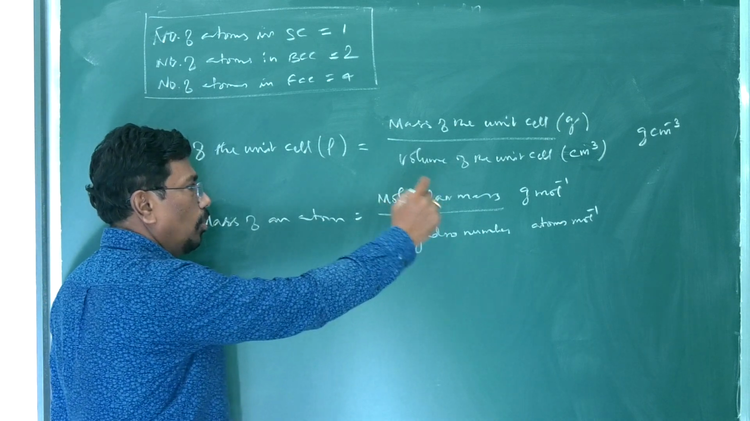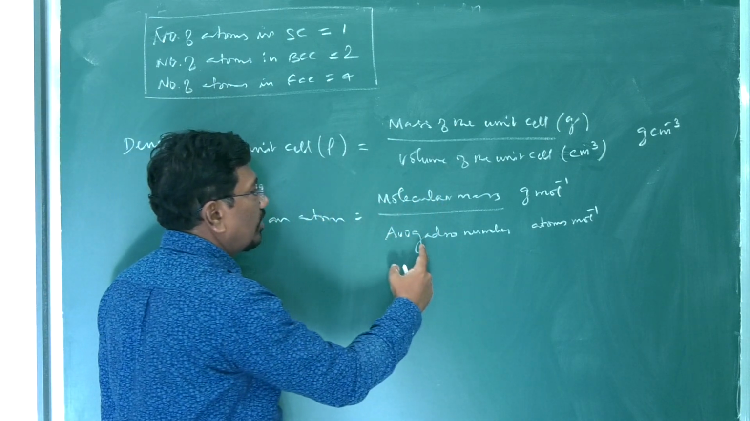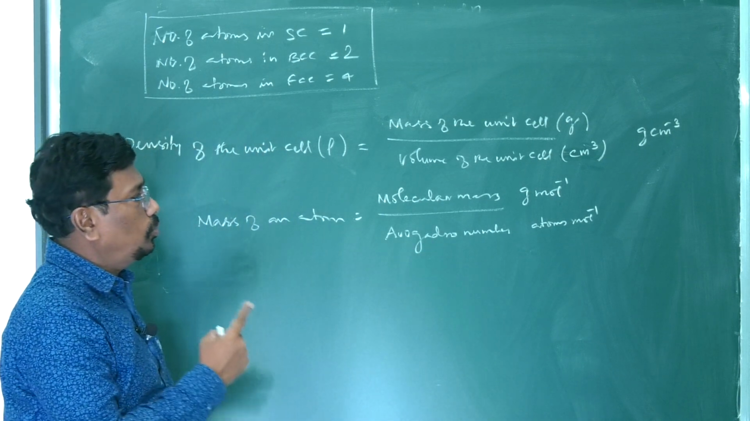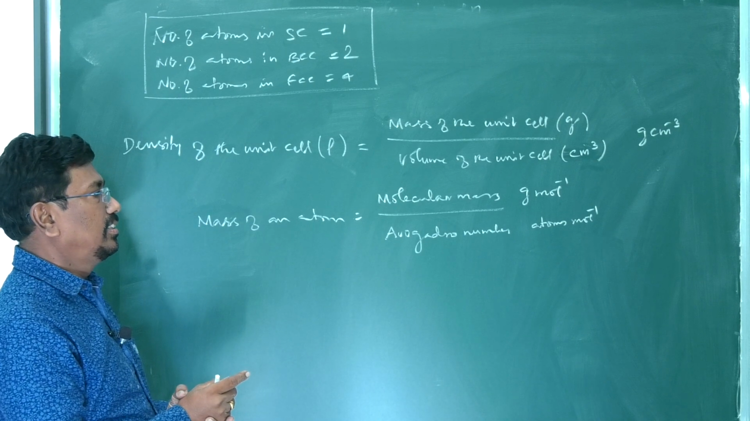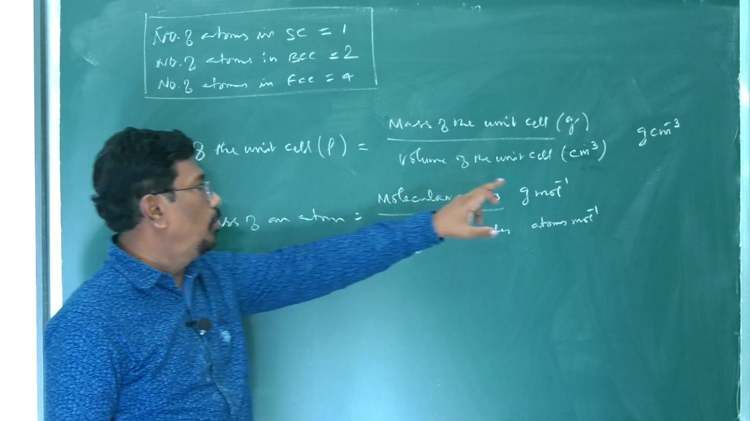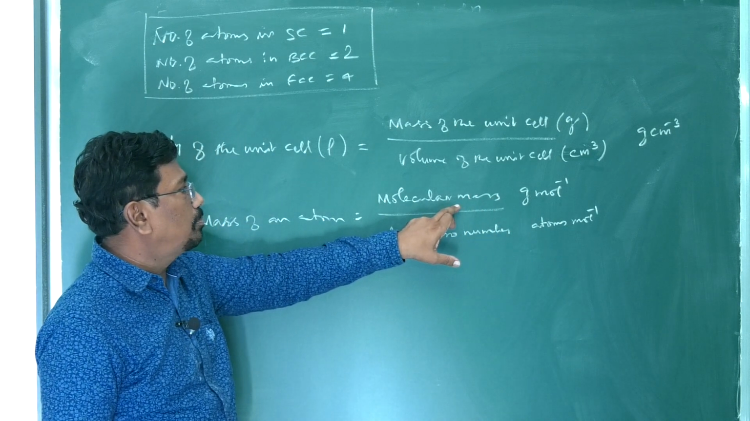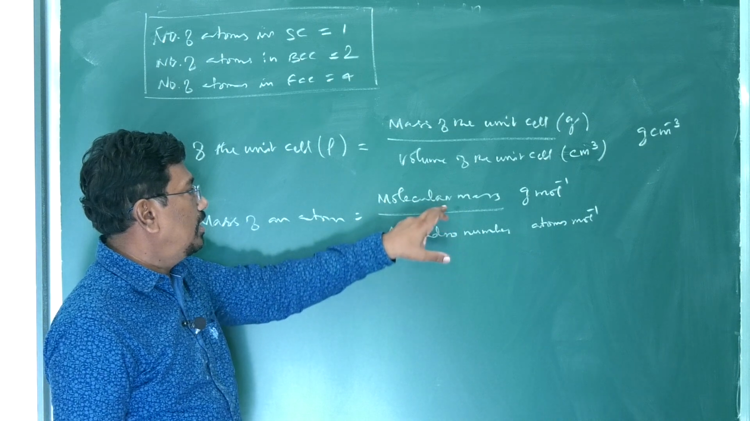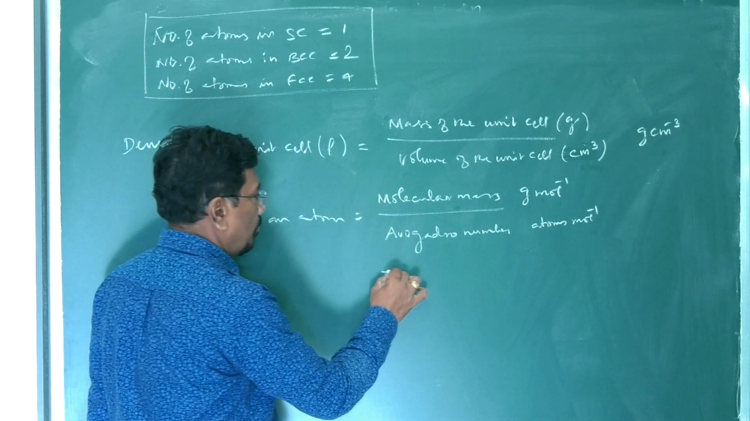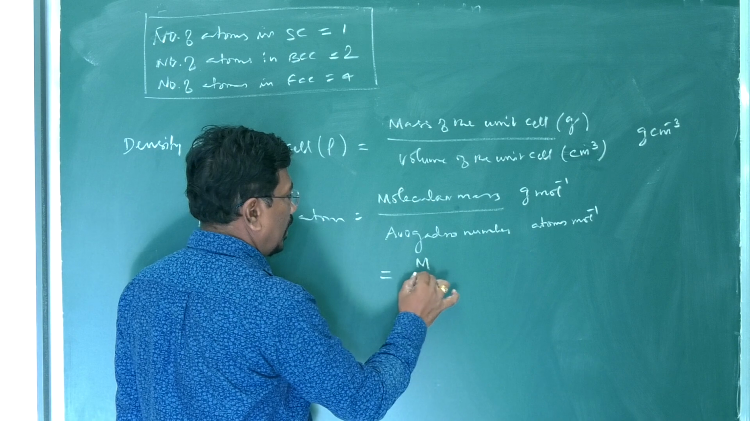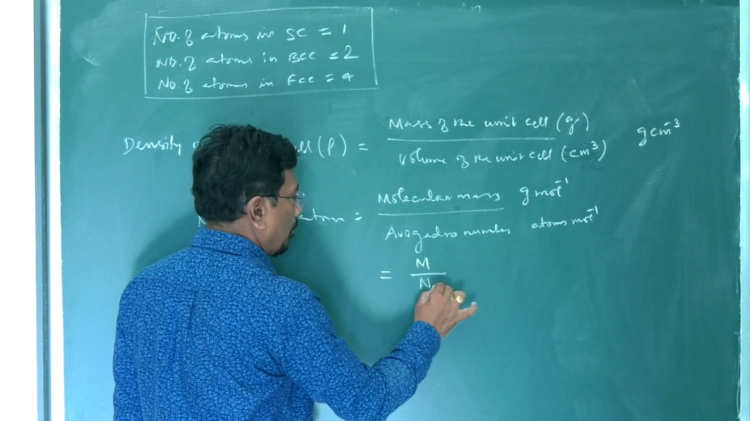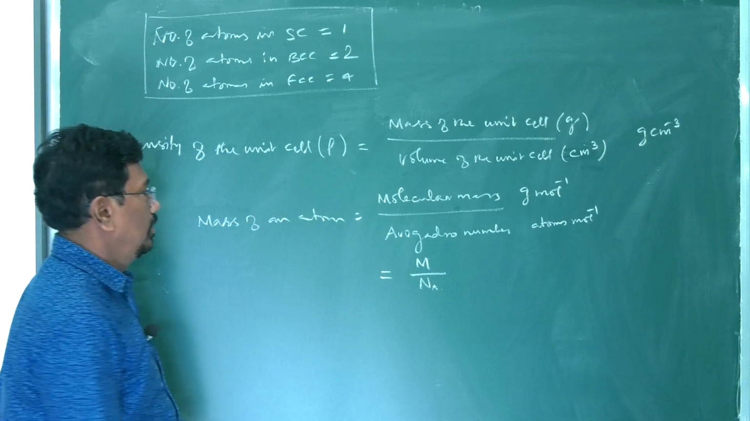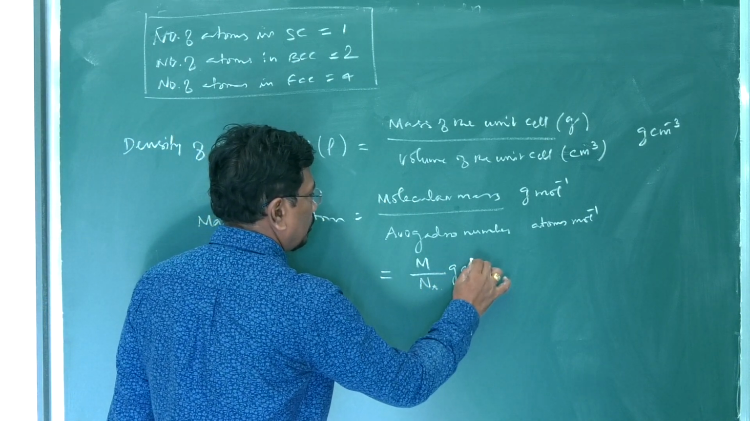So which will give mass per atom. Molar mass is for 1 mole. 1 mole contains Avogadro number of atoms. Avogadro number means 6.022 into 10 power 23. That many atoms are present in 1 mole. So molecular mass corresponds to the mass of Avogadro number of atoms. We calculate mass of 1 atom. So M, molecular mass, divided by Avogadro number Na. All right. This will give mass of 1 atom. The unit may be gram per atom.